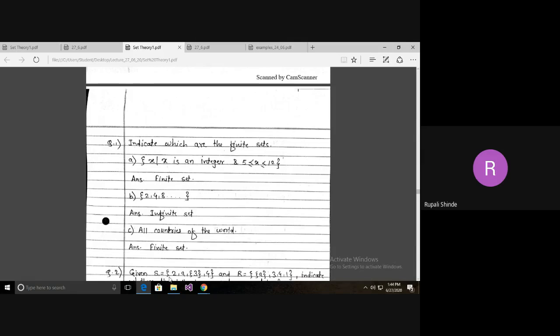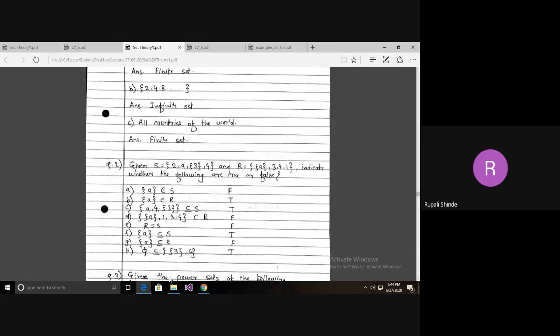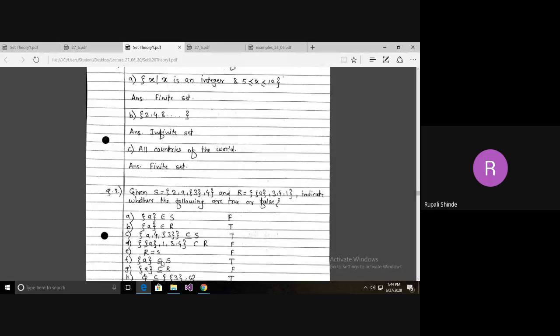Next, all the countries of the world. Yes, those are countable. That's why this is a finite set. Okay. Now this part is very important. Here sets S and R are given. So indicate whether the following are true or false. So first one, set A belongs to S.